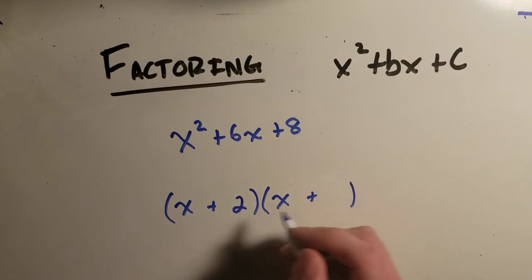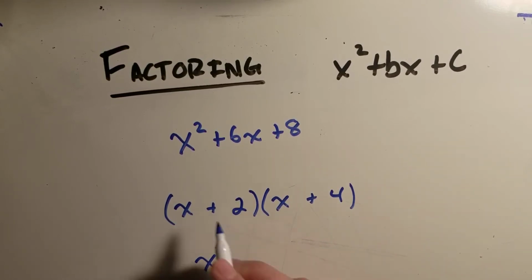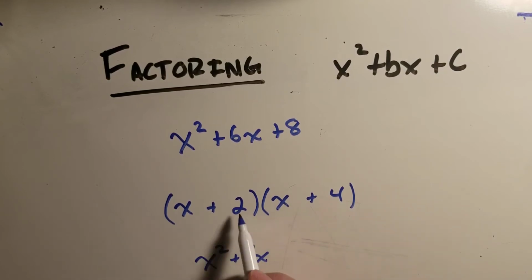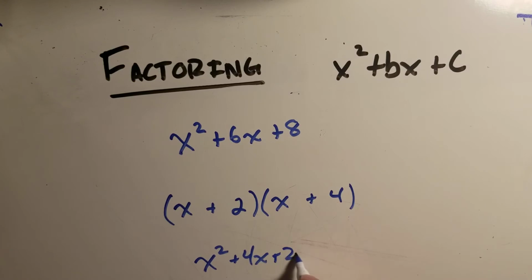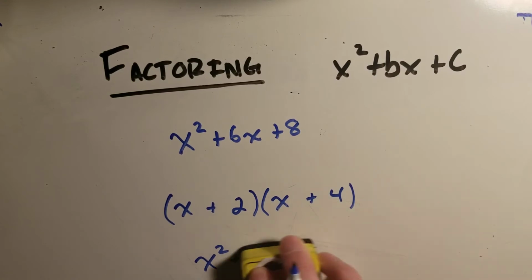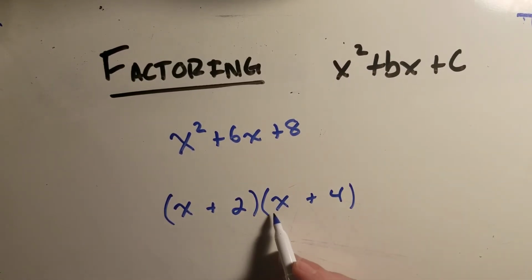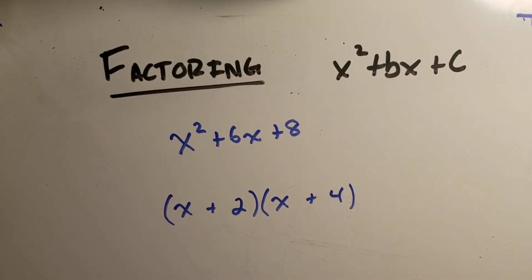How about 2 times 4? Do x times x, you get x squared. X times 4, you get 4x. 2 times x, you get 2x. And 2 times 4, you would get 8. Notice how we will simplify to this. So the factored form is going to be x plus 2 times the binomial x plus 4. This is our first pattern we look for.